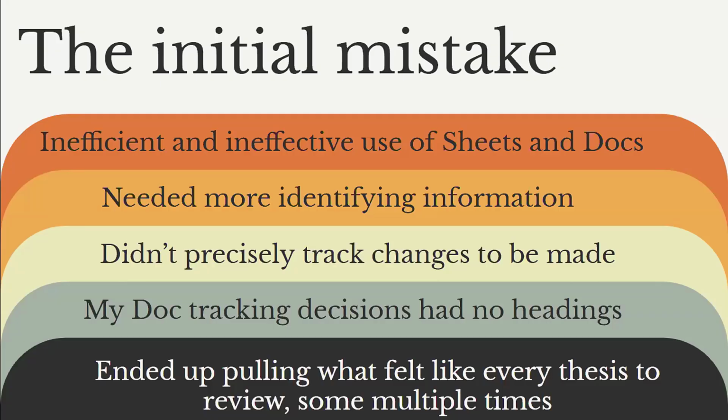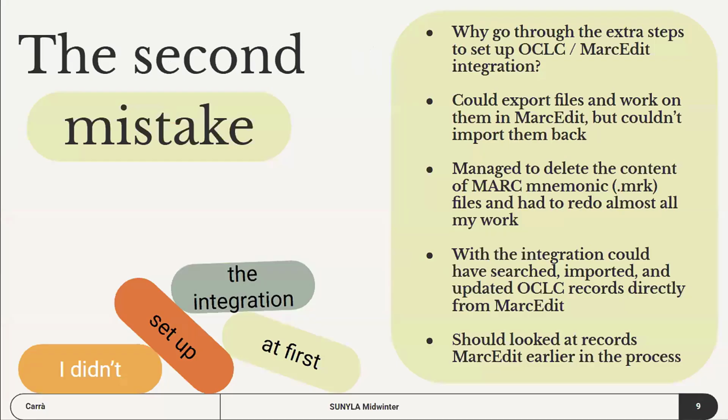And I did find more and more issues as I did that, but it wasted a ton of time having to look at things multiple times. The second mistake I made is that I did not set up the integration between OCLC and MarcEdit at first. You can export and import files with batches of records from Connexion. So I decided instead of taking a simple step of requesting a WS key from OCLC, set up that integration, I would just use those export files and I could export them fine, work on them in MarcEdit. And then when I would import them, I never could get them to update properly in Connexion.